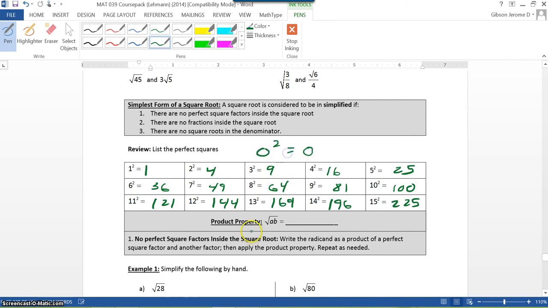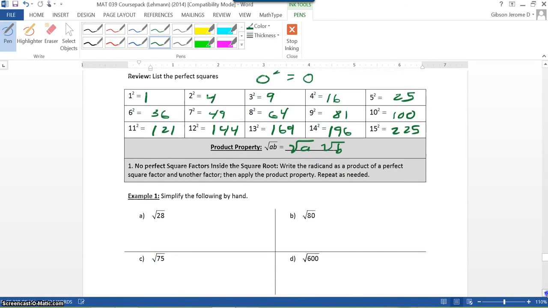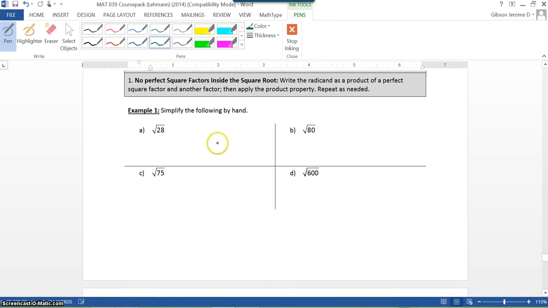It says the product property: the square root of AB is equal to the square root of A times the square root of B. Okay, it says here no perfect square factors inside the square root. Write the radicand as a product of a perfect square factor and another factor. Then apply the product property. Repeat as needed. Okay, now it says simplify the following by hand.